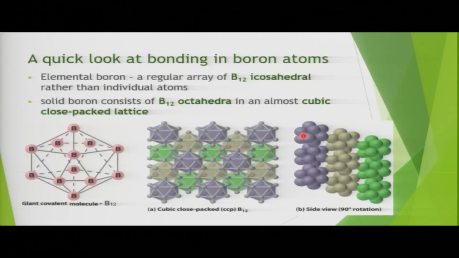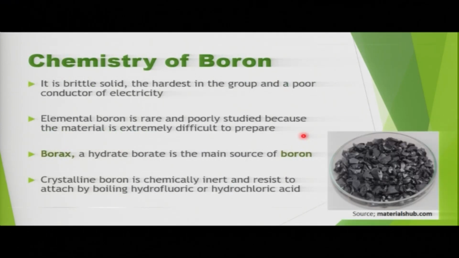So we go to chemistry of boron. When we talk of the chemistry of boron, as we said, due to its bonding, it's hard. It's actually one of the hardest in the group. And due to all the electrons being involved in the chemical bonding, they are not available to conduct electricity. It is actually a poor conductor of electricity. One other thing you need to notice, it is very, very hard to prepare boron in the lab.